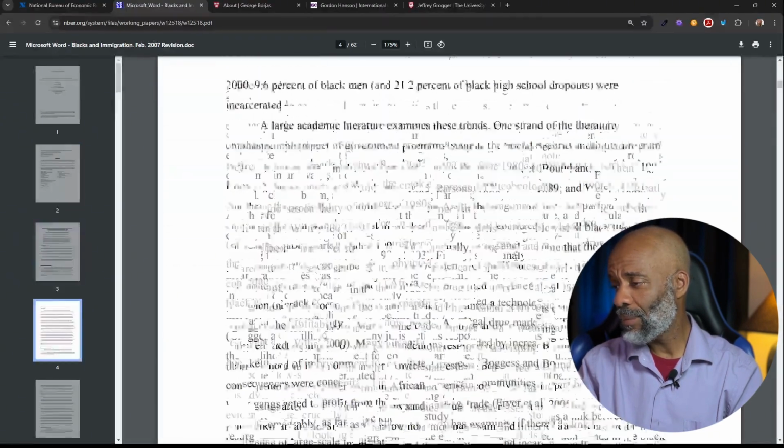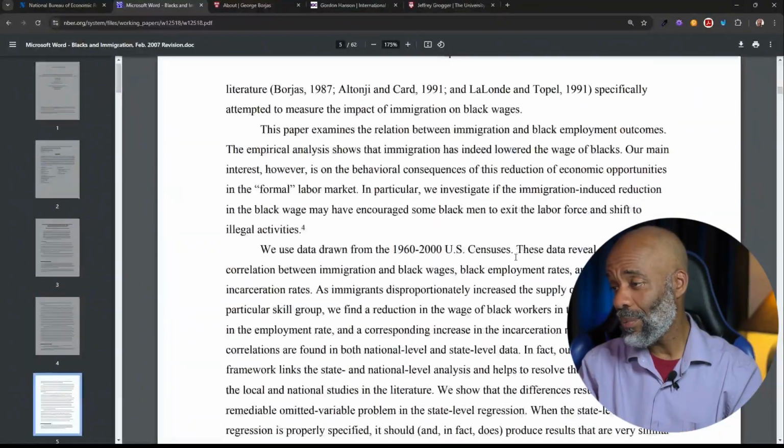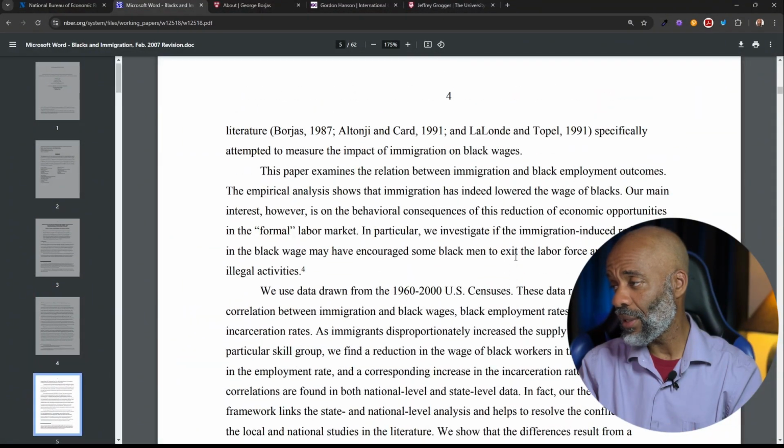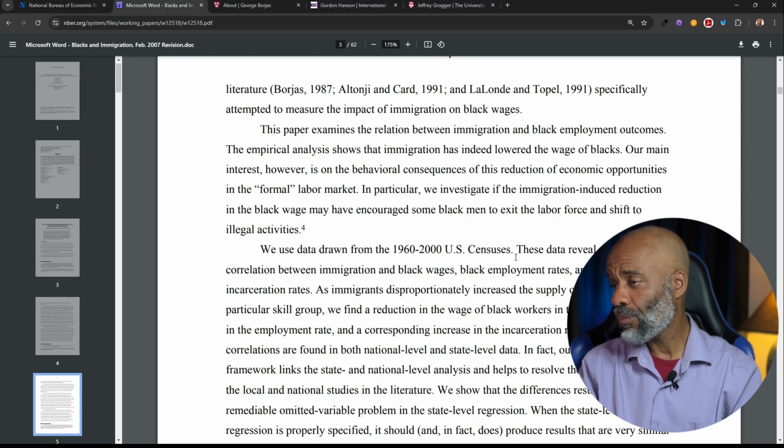Now, I want to point out something else that's interesting. This whole paper is very, very interesting. So we've talked about how this paper examines the relationship between immigration and black employment outcomes. The empirical analysis, just the data, shows that immigration has indeed lowered the wages of black workers. Our main interest, however, is on the behavioral consequences of this reduction of economic opportunities in the formal labor market. In particular, we investigate if the immigration-induced reduction in black wage may have encouraged some black men to exit the labor force and shift to illegal activities.